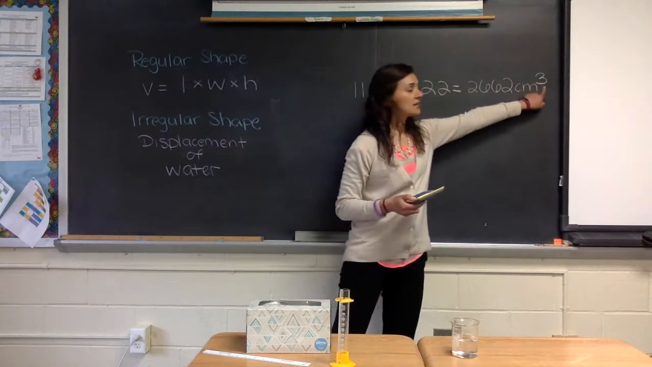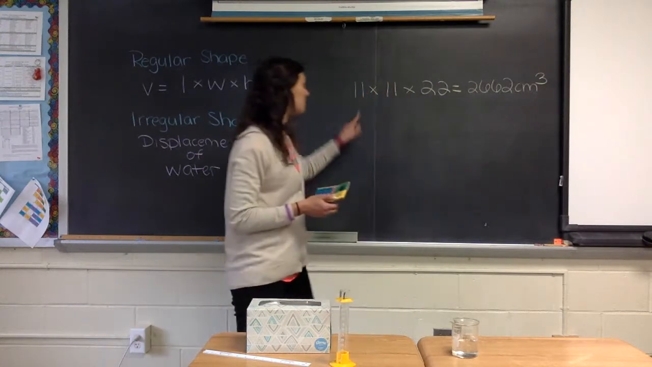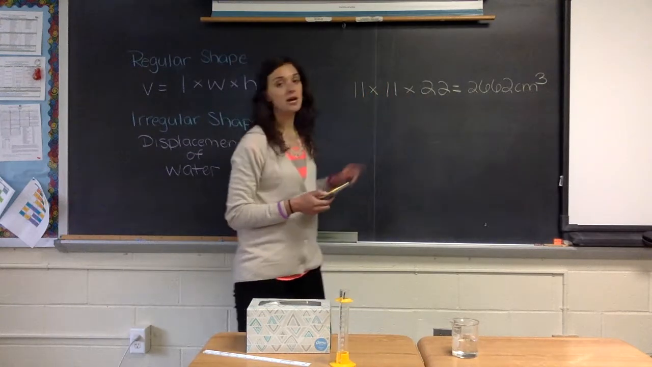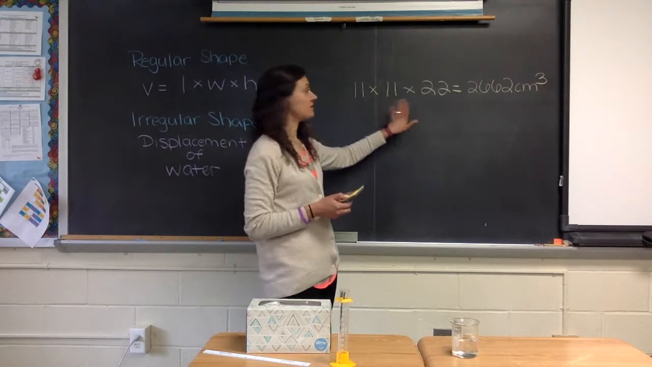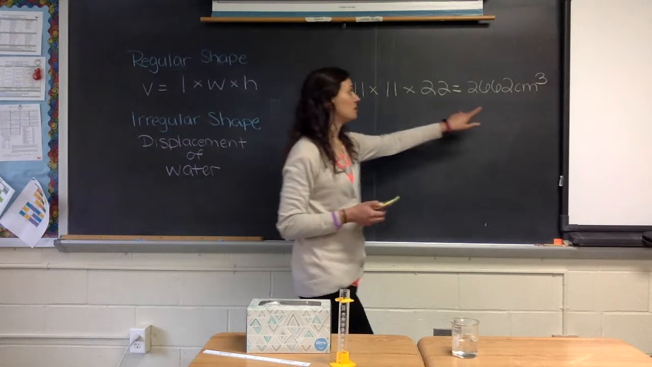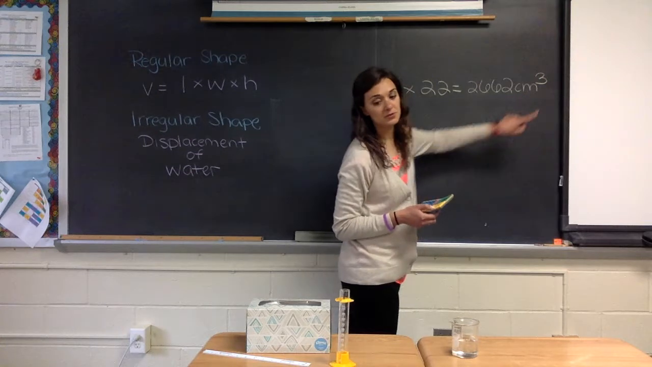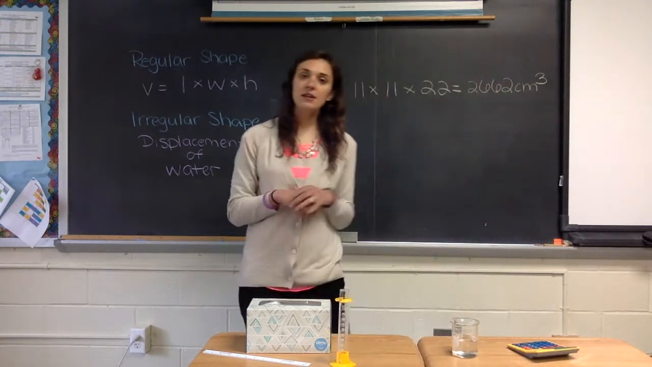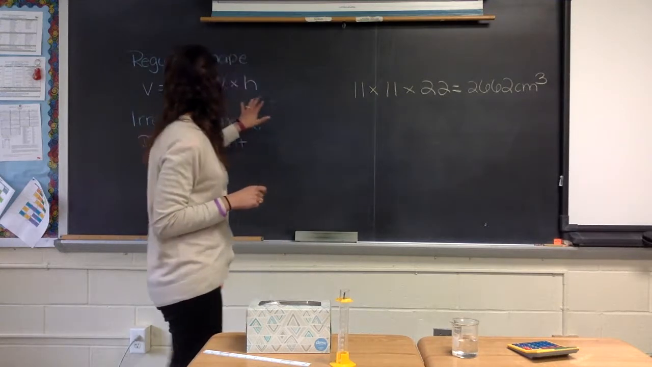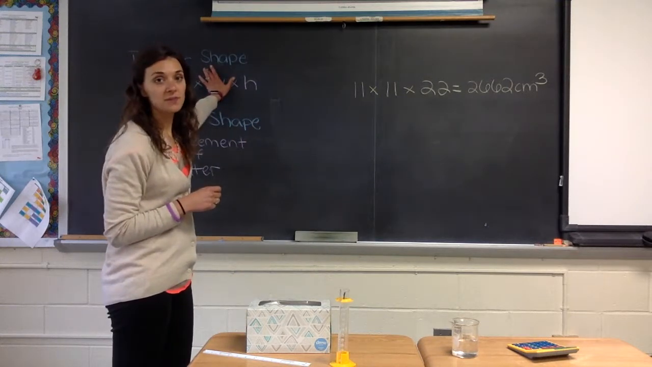Remember, we say that the centimeters are cubed because we're multiplying three numbers together. 11 centimeters times 11 centimeters times 22 centimeters will give me an answer in centimeters cubed. So now, this really is helping me to understand how to solve for a regular shape's volume.